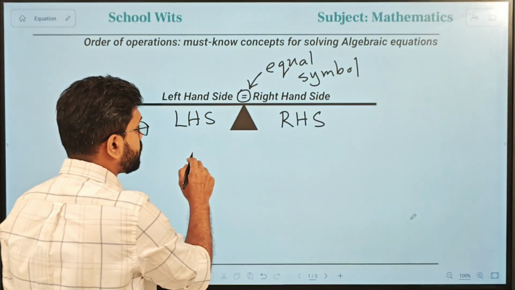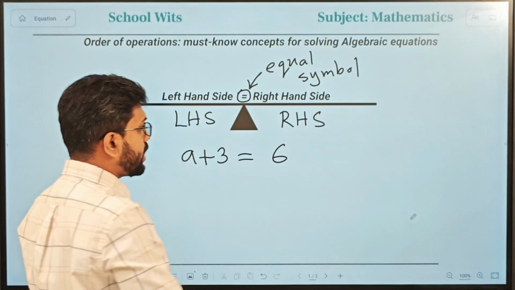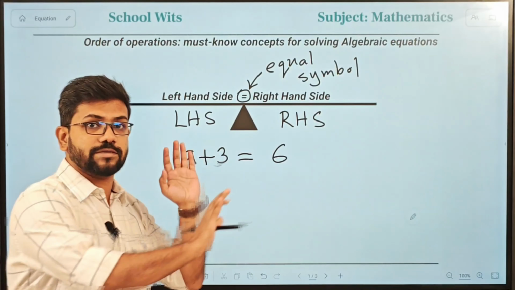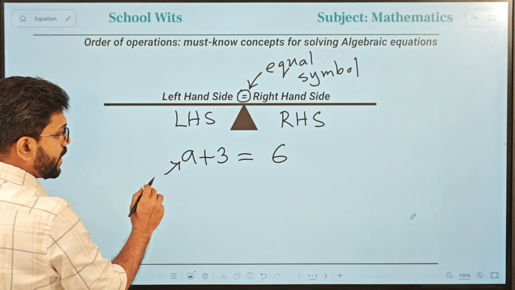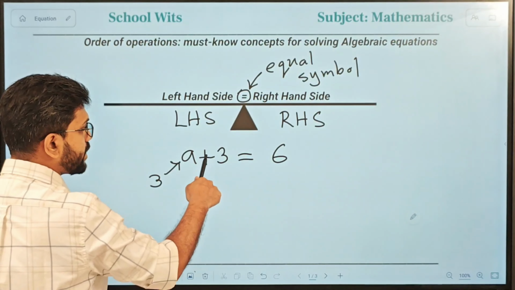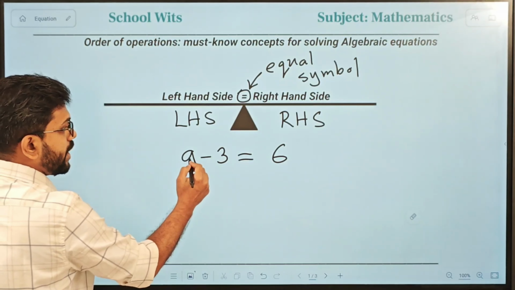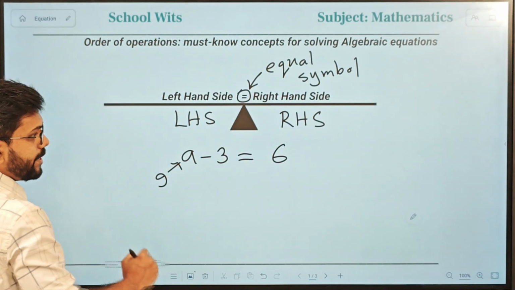So if I write a plus 3 equal to 6, that means left hand side of this equation and right hand side, these are balanced. That means the value of a has to be 3 for it to be balanced. If I write negative, the value of a changes since it's a variable. If I write a minus 3, that means the value of a here should be 9.